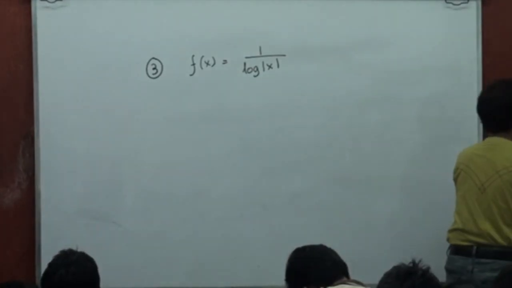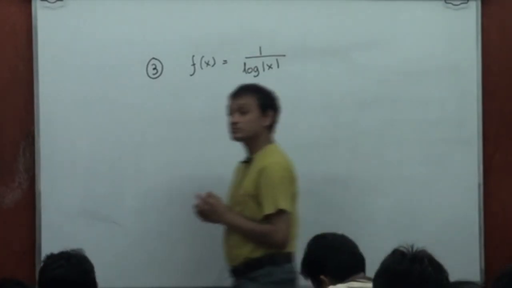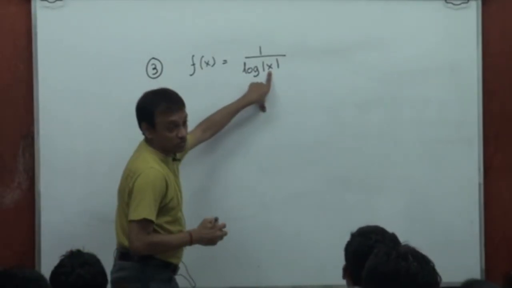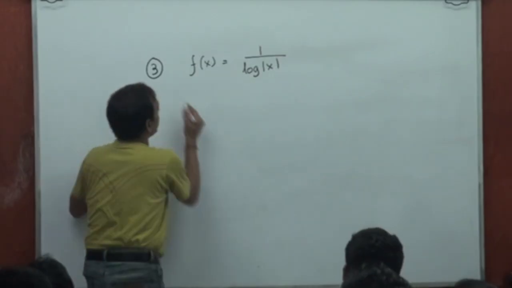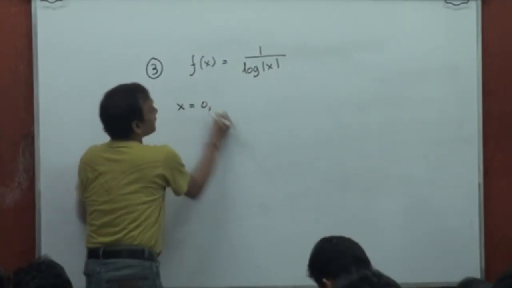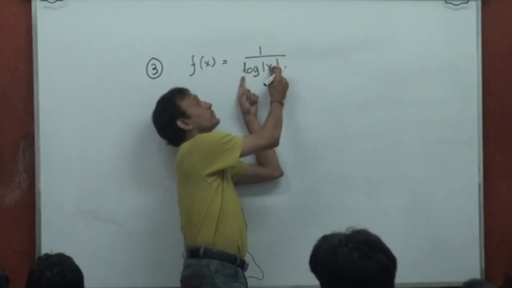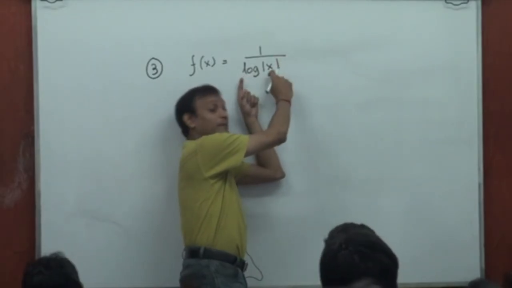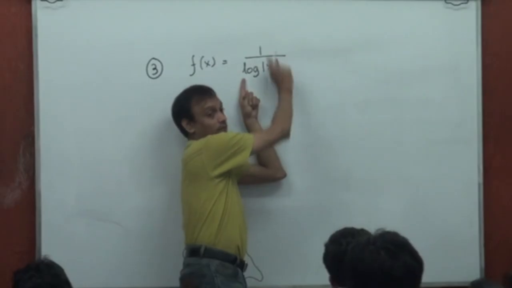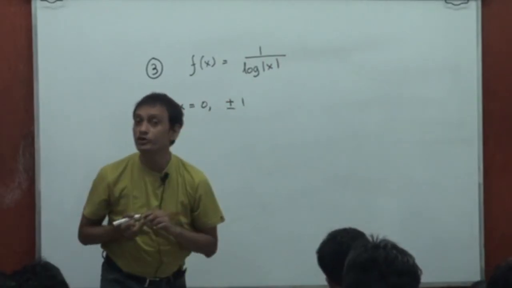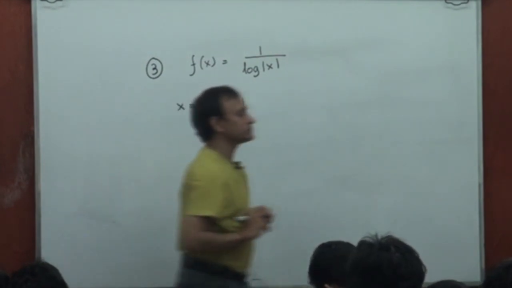The number of points of discontinuity of this function? 3. One of course is x equal to 0 because log is not defined there. And then every time log of this becomes equal to 0, that means whenever mod x becomes 1, that means whenever x becomes plus minus 1, this is rendered undefined. So plus minus 1. So 3 points of discontinuity of this function.